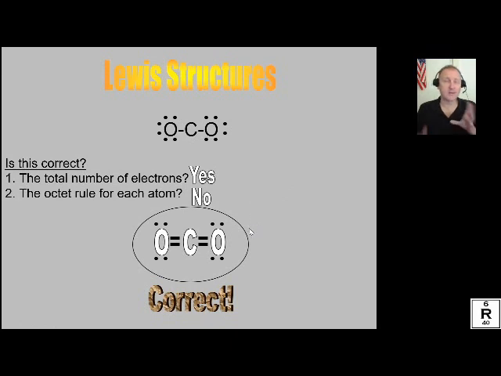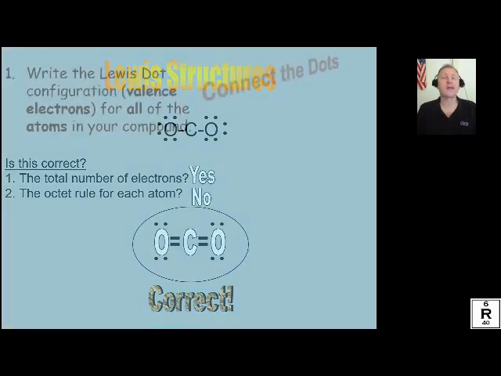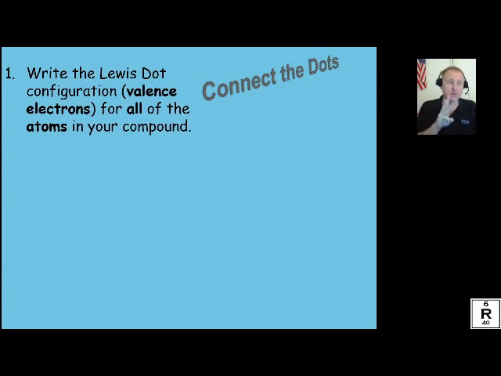Some people have a hard time like, well, how do I know what to do, and just kind of figuring it out like that. But that's kind of the textbook way to do it. The way I like to do it, I call it the connect the dots method. And there's 3 steps to connect the dots. Now you can do whatever way you want to do it as long as you get it right.